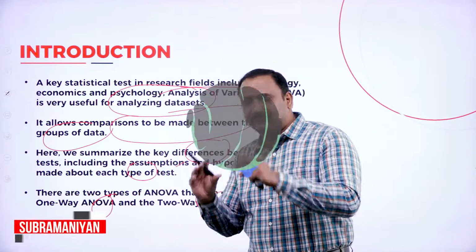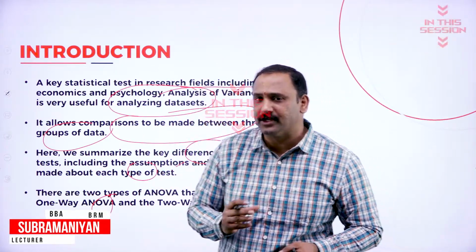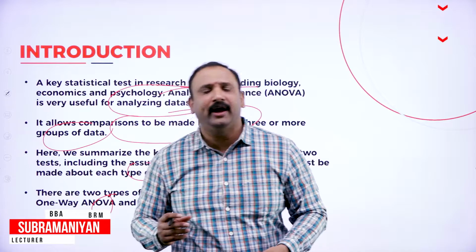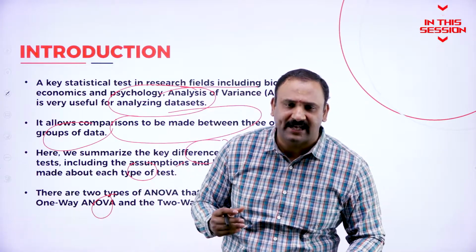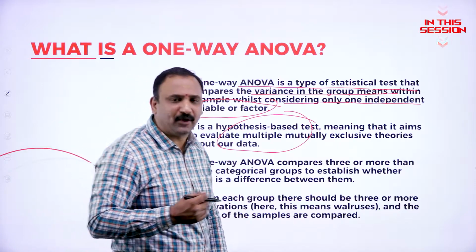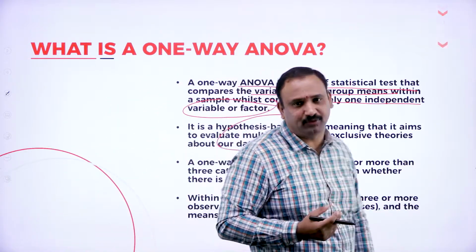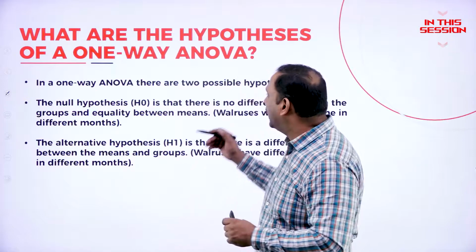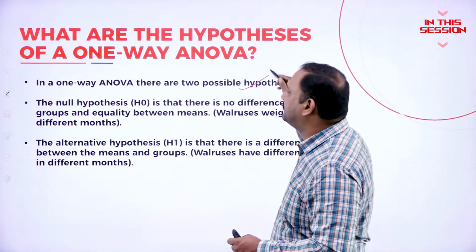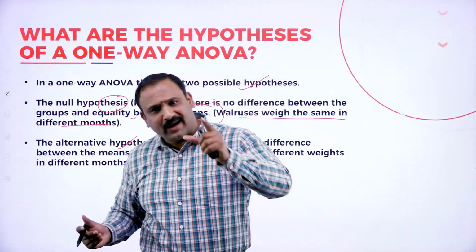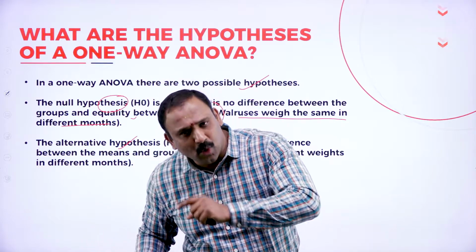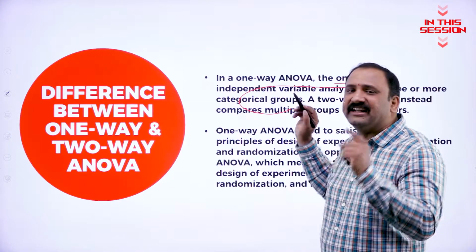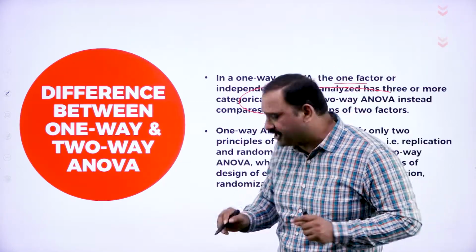There are two types of analysis that we are going to look into. One is called the one-way ANOVA and the second one is called the two-way ANOVA. There is a difference between them. Now, in a one-way ANOVA, there are two possible hypotheses. They are going to have the same weight throughout the year altogether, and there are two or three categorical groups that, as I have mentioned.